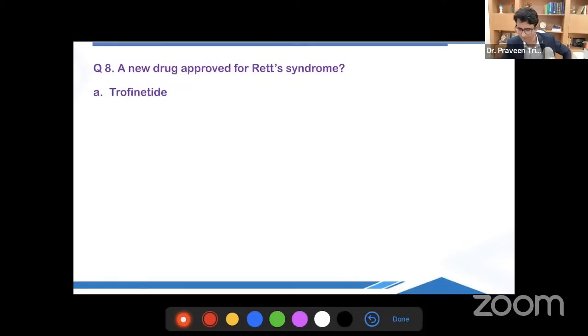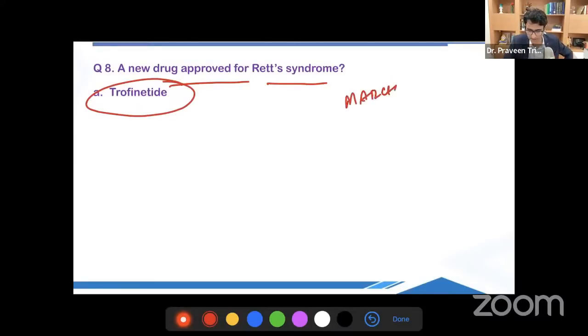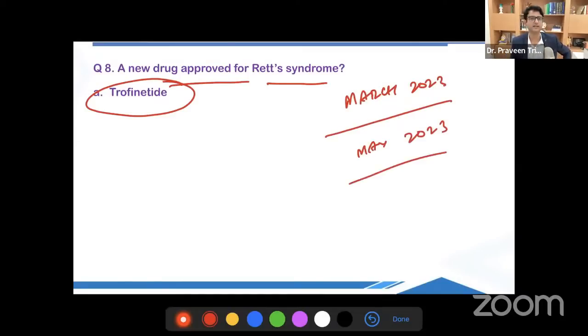And now this is an interesting question. A new drug approved for Rett syndrome. I'm sure Gobind sir will be talking about it soon. Trofinetide is the new drug approved for Rett syndrome. It is the first drug to be approved for Rett syndrome. Interesting thing is it was approved in March 2023, and they asked you about this drug in May 2023, right?